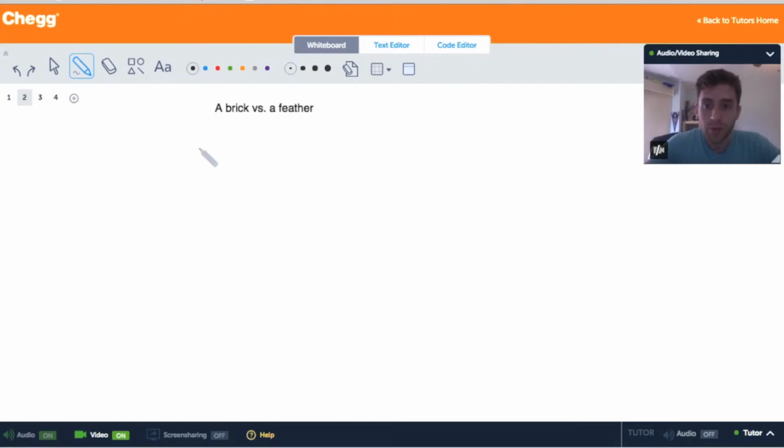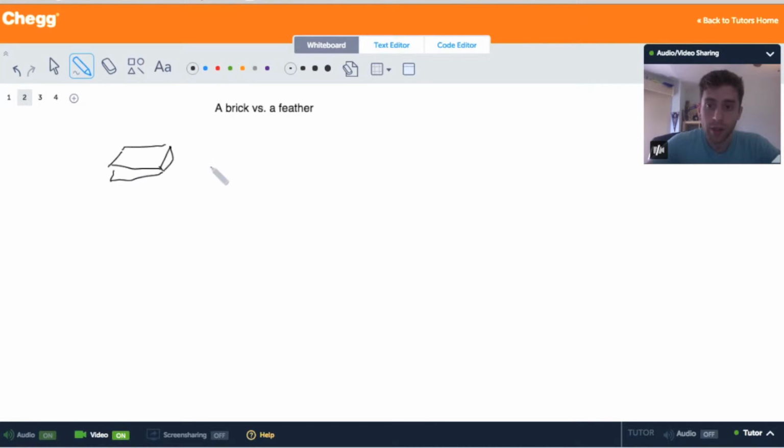Okay, so now let's move to an example of a brick versus a feather. I'm going to ask you what falls faster, and you'll obviously say a brick, but now I'm going to say it's in a vacuum. So there are no air molecules, there's no air resistance. Let's draw the free body diagrams for each of these.